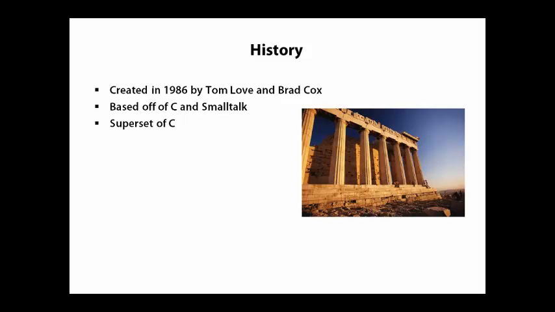Same thing if you're familiar with C++. C++ kind of had the same concept. They're kind of the same in that way.